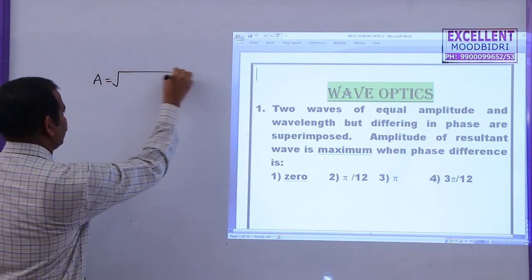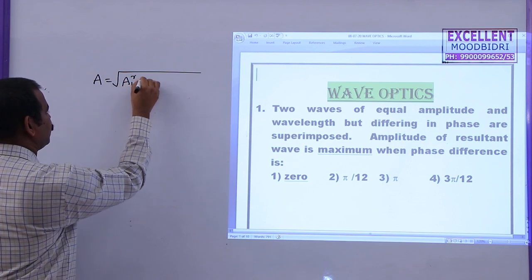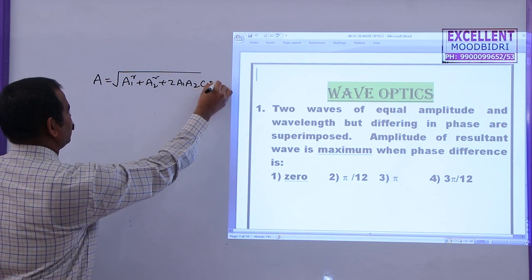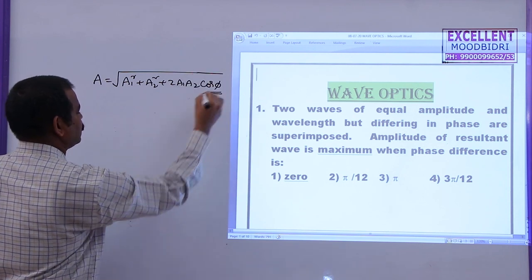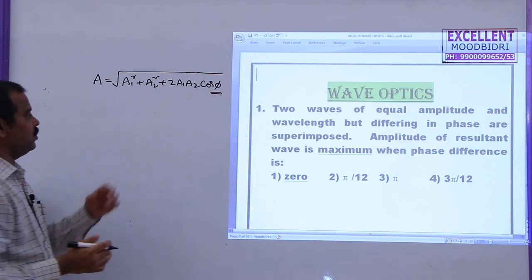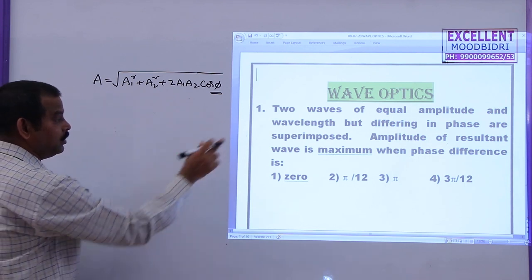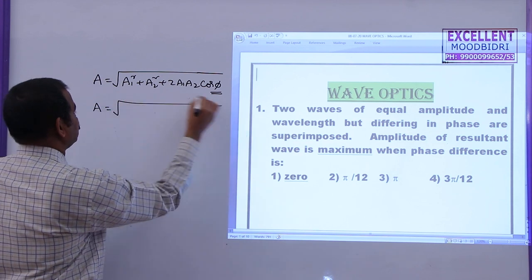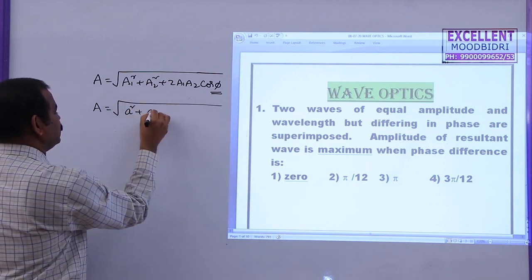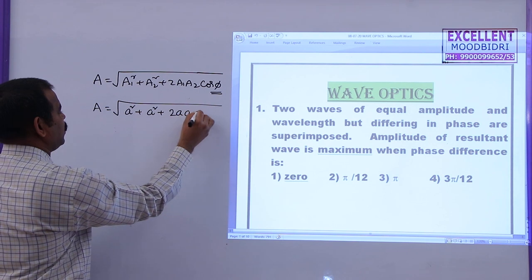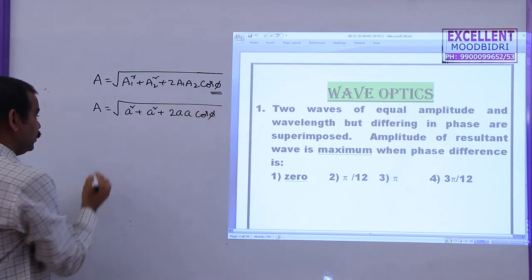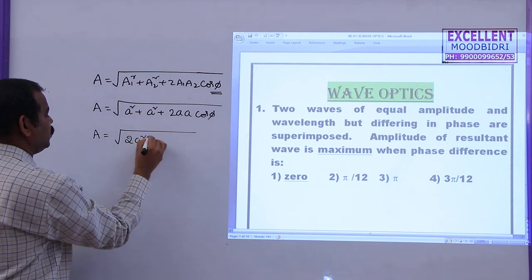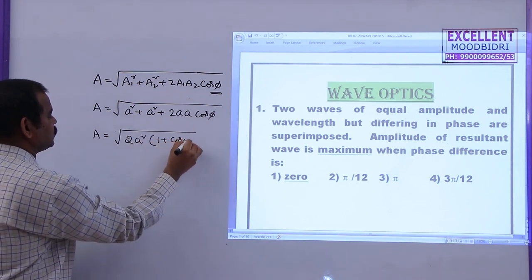Resultant amplitude is given by root over a1 square plus a2 square plus 2a1 a2 cos phi, where phi is the phase difference between the two waves having amplitude a1 and a2. Here the amplitudes are equal, so this is a square, this is also a square, plus 2a square cos phi. So A will become root over 2a square into 1 plus cos phi.